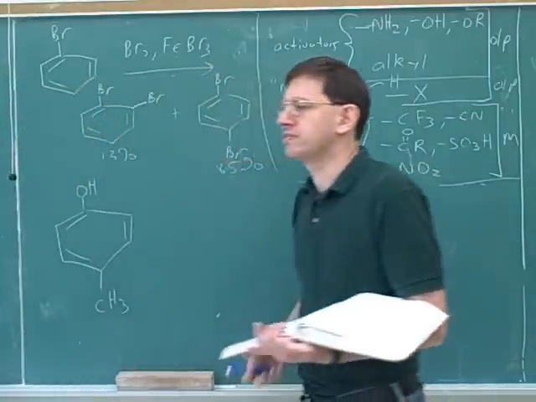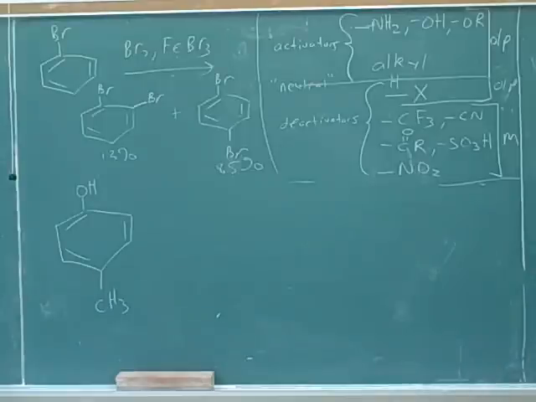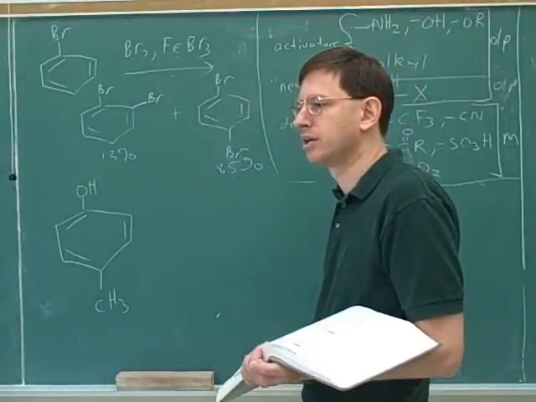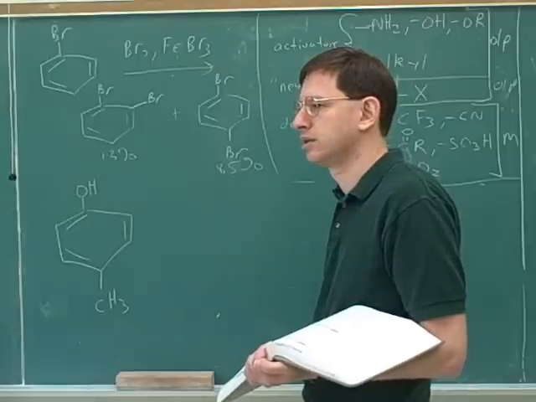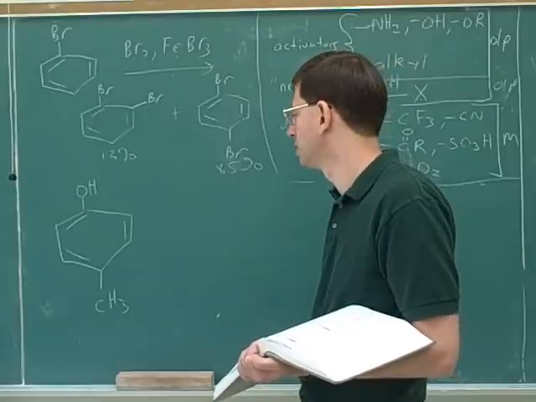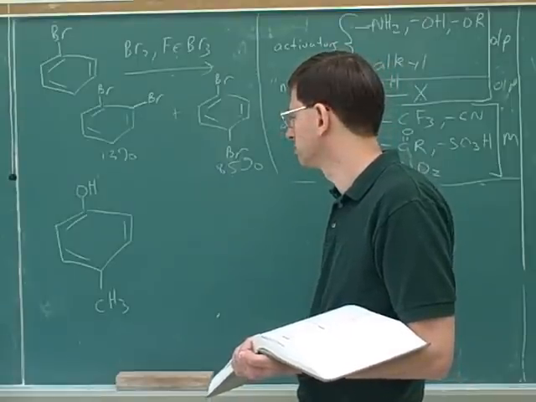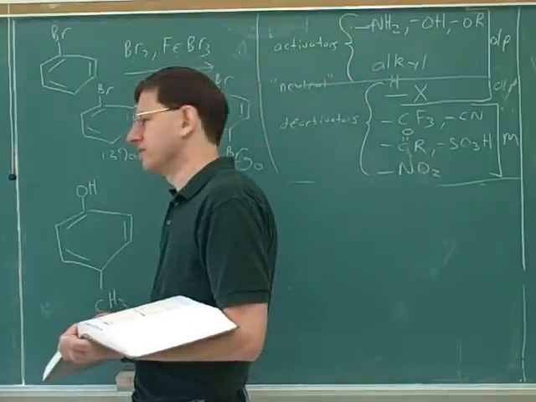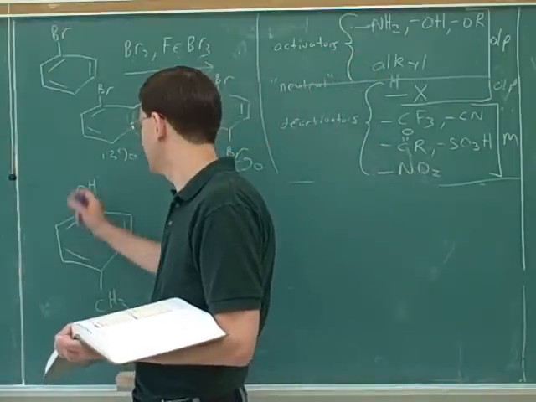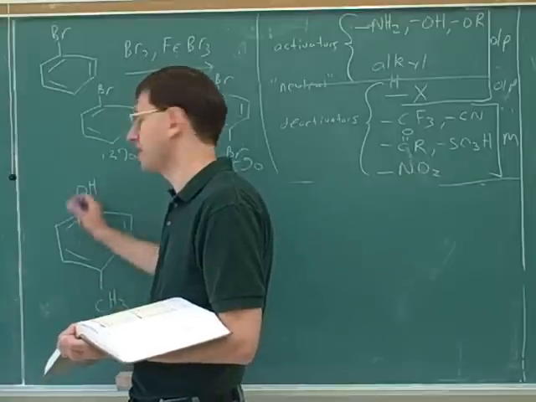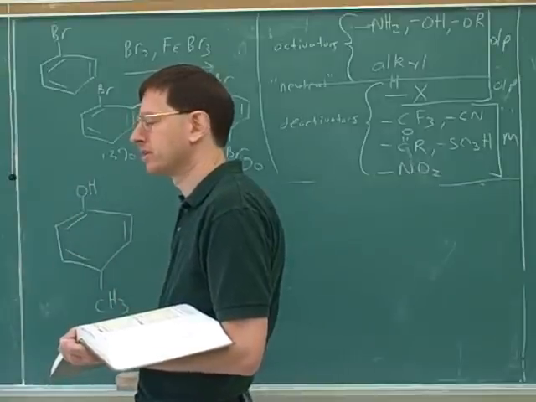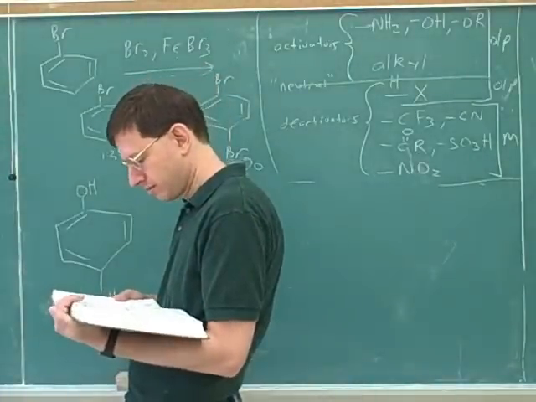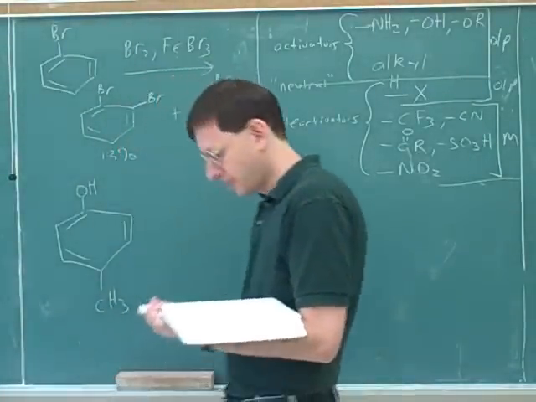If we try to add a third substituent, where would it go here? On the ortho of the CH3, because it's less sterically hindered than the ortho of the OH. Let's see. Actually, this might be more sterically hindered. I don't know which one's more hindered. They're both about the same in size. So I would say the OH, because that one is more electron donating than the CH3, so it's the stronger activator.